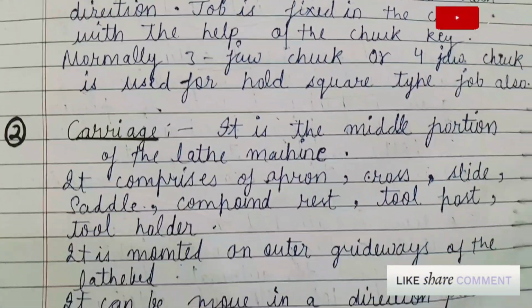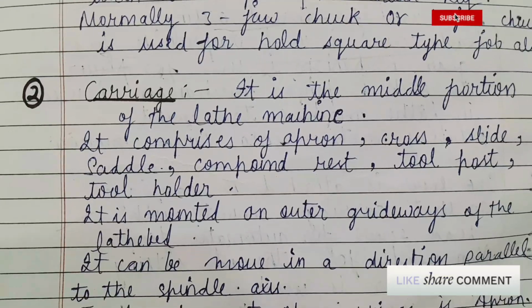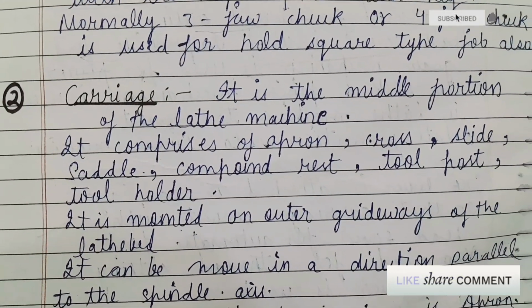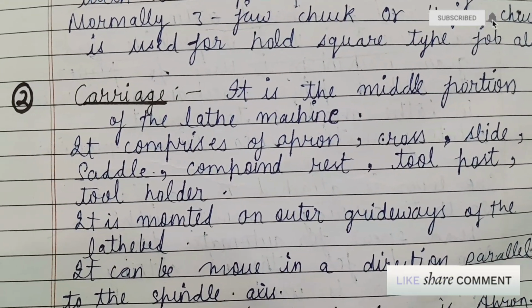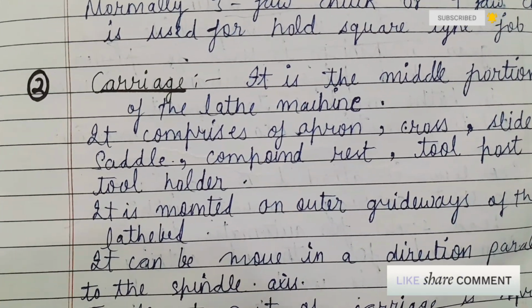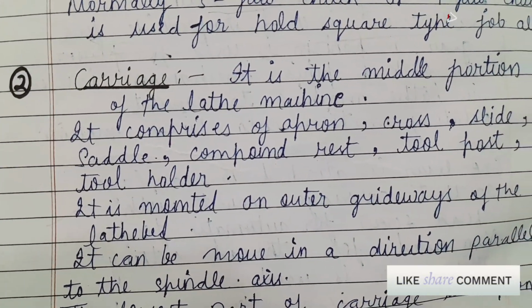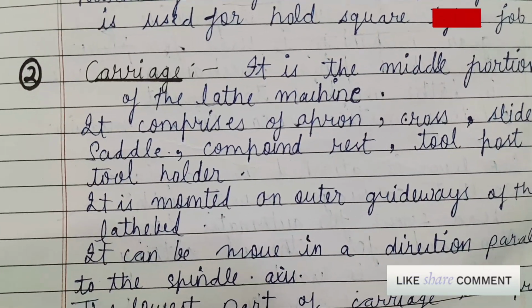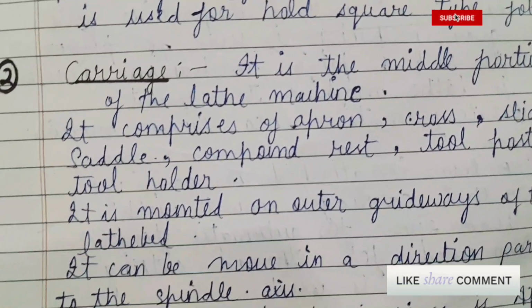And the next part is the carriage. It is the middle portion of the lathe machine. It comprises the apron, cross slide, saddle, compound rest, tool post and then tool holder. It is mounted on the outer guide base of the lathe bed. It can be moved in the direction parallel to the spindle axis.